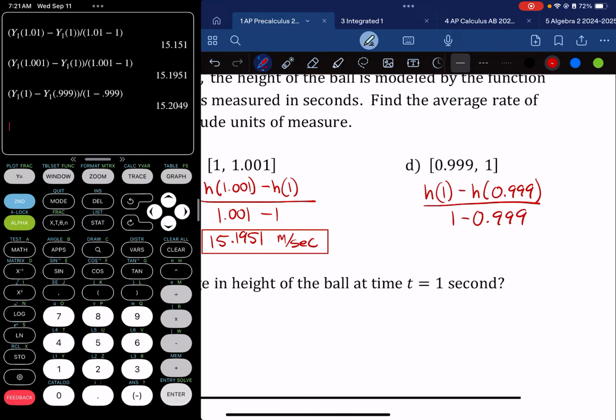I think that looks good. I'm just looking at it. I get 15.2049. So let me write that down. 15.2049. And that, again, is meters per second.